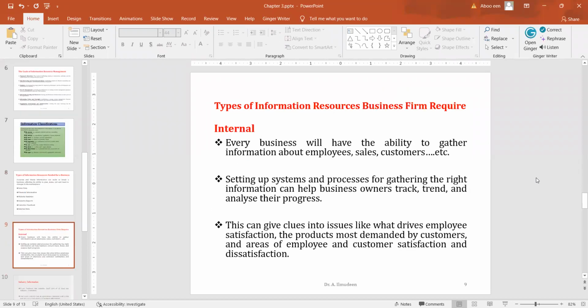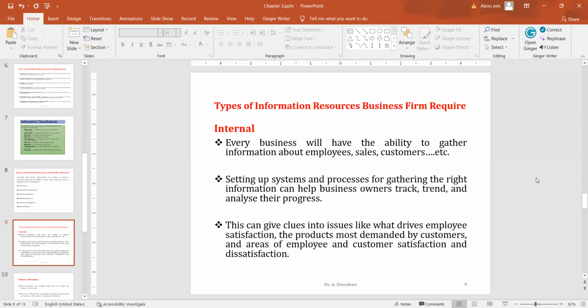Now we are going to discuss in detail the type of information resources business firms procure. Internal data. First, we will begin with this internal data. So every business organization wants to understand about their employees, sales, customers, transactions, operations, and functional area performance. So they need this internal data. Setting up systems and processes for gathering the right information can help business leaders to track trends and analyze their progress. So they are highly concerned about their internal data.